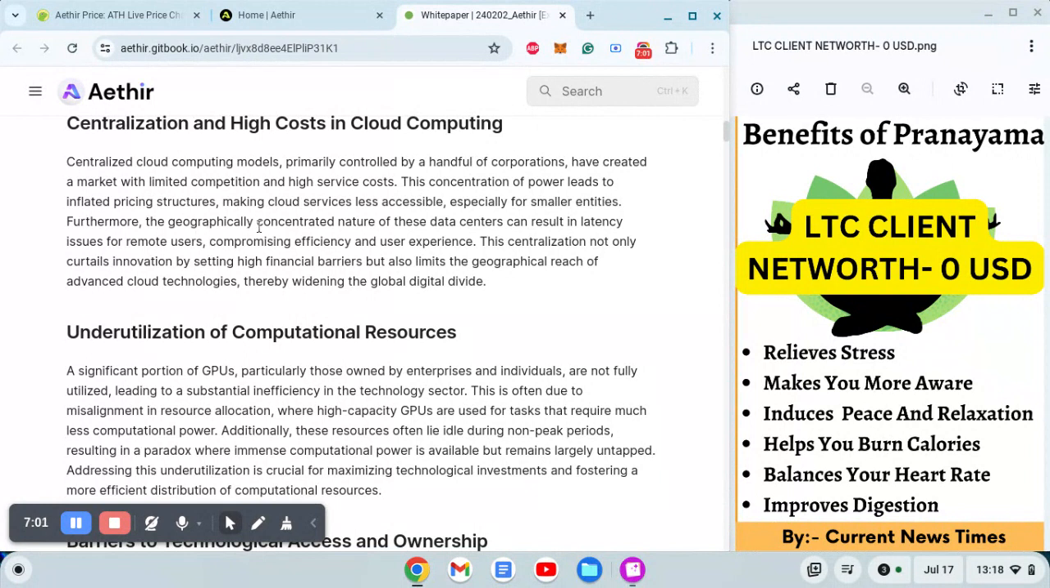Furthermore, the geographically concentrated nature of these data centers can result in latency issues for remote users, compromising efficiency and user experience. This centralization not only curtails innovation by setting high financial barriers but also limits the geographical reach of advanced cloud technologies, thereby widening the global digital divide.